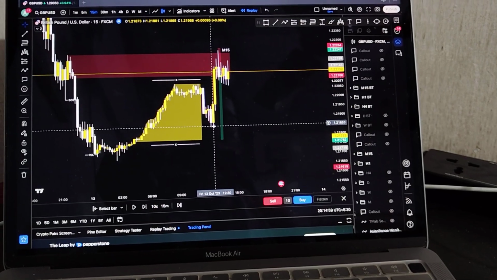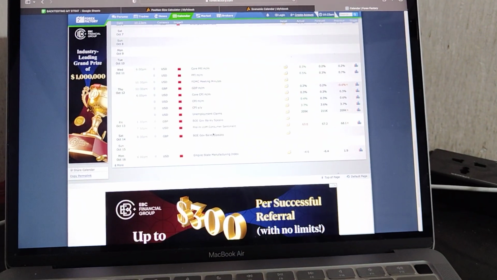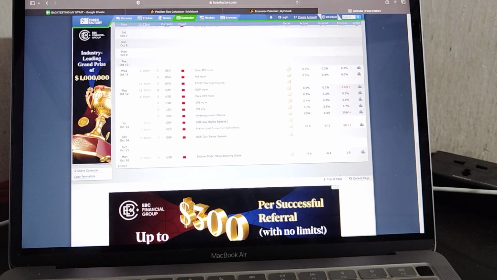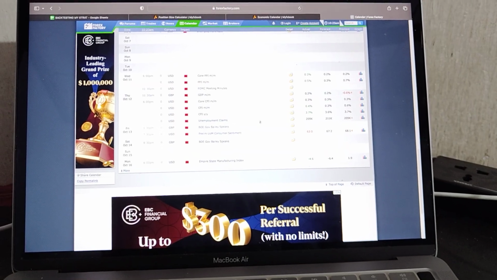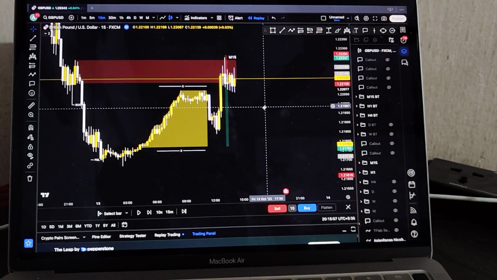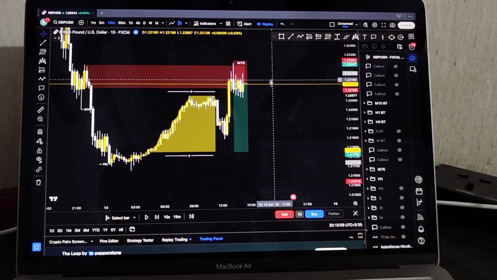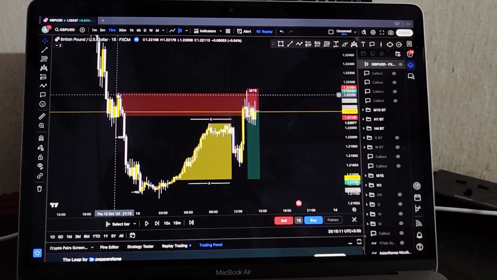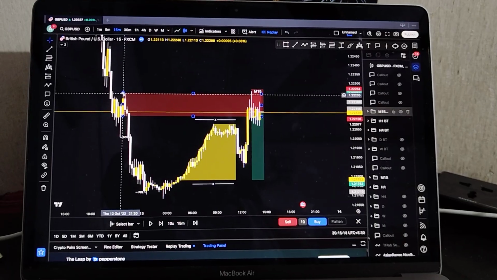So what did the price do? There was also on Friday, there was no news, I guess. Friday there was BOE Governor Bailey speaks and prelim consumer sentiment at 7:30 p.m. So what I did, I took the trade somewhere around here. It was a beautiful trade. It swept the liquidity from this 21:30, which is 9:30 p.m.